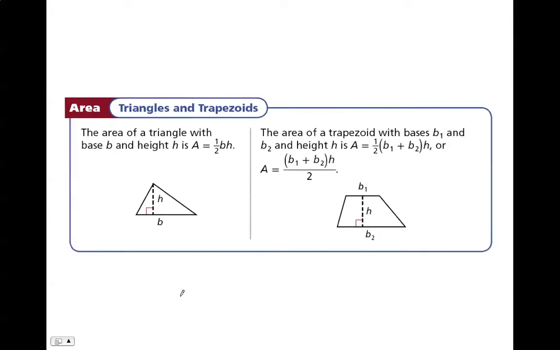Let's move on to triangles and trapezoids. These formulas are on your formula chart, but make sure that you understand what each of the parts are, remembering that the height still has to be perpendicular to the base.